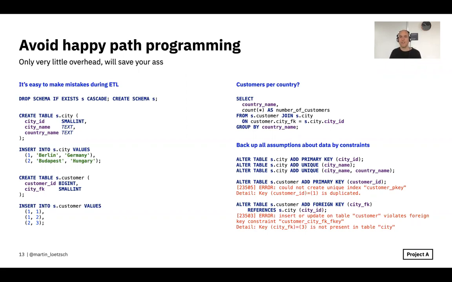Are there questions about this, Karim? Yeah, so again, I'm confused. What did I do to avoid happy path programming when I backed up all assumptions about data with constraints? Well, happy path programming would be to not have constraints and just assume that customers will be unique and that cities will exist. And by creating these constraints, you avoid happy path programming. Okay, so the idea is to actually have constraints in the first place. Okay, cool. Yes, that's the idea.